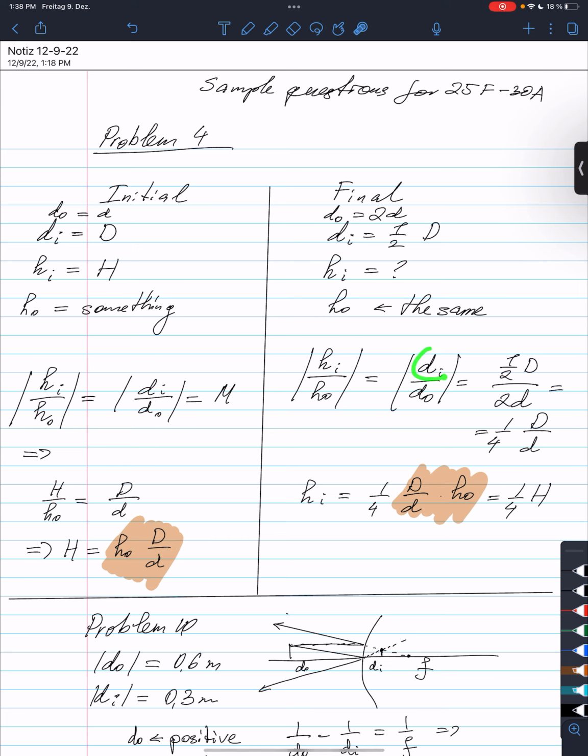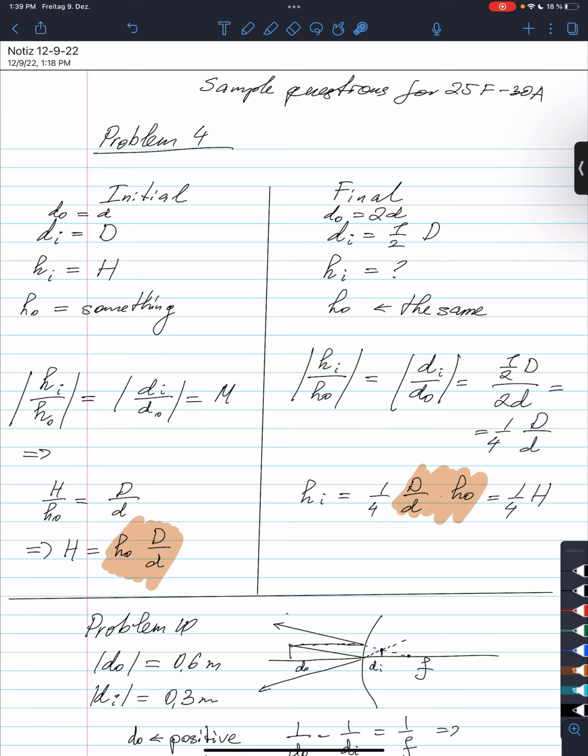And here I substitute, instead of distance to the image, 1/2 of D. Instead of distance to the object, I substitute 2d. Okay, and from here I obtain the following ratio. It's 1/4 capital D divided by little d. Okay, but now let me solve this for what we wanted, right? So it's the height of this image. So it will be 1/4 D divided by little d times h0 over here, right? So capital D divided by little d times h0.